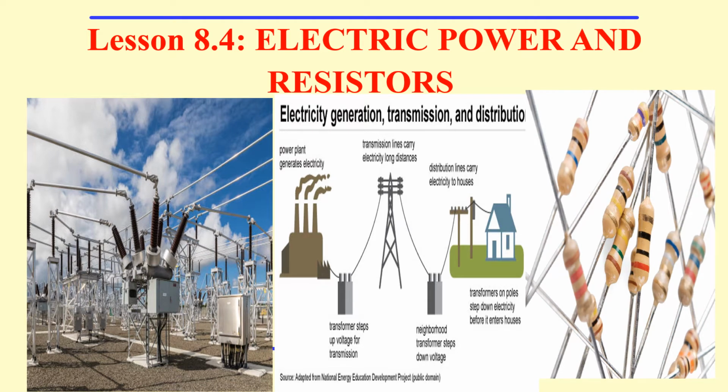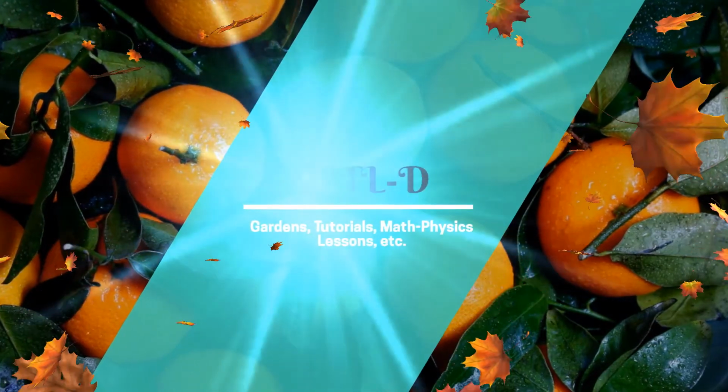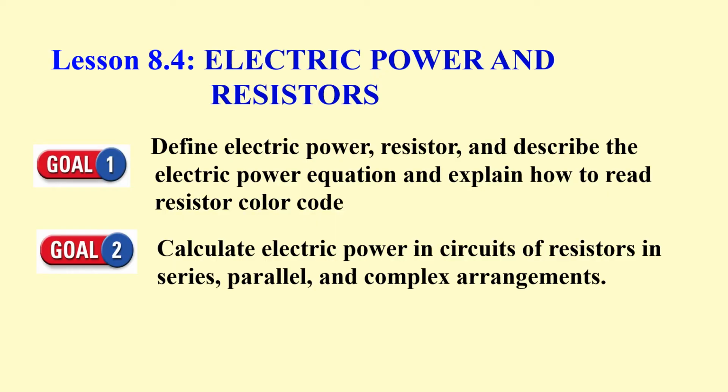In this lesson 8.4, we will learn about electric power and resistors. Lesson 8.4 has the following goals: to define electric power, resistor, and describe the electric power equation and explain how to read resistor color code. Goal number 2, to calculate electric power in circuits of resistors in series, parallel, and complex arrangements.